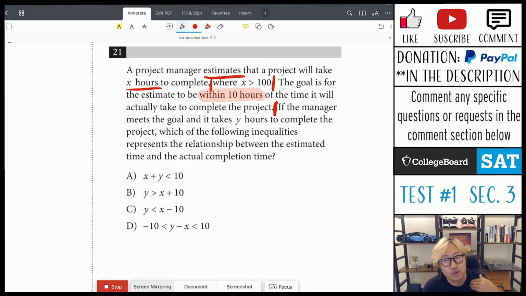If I tell you I'm going to be there within 30 minutes of 7 o'clock, that could mean I'm there as early as 6:30 or as late as 7:30, meaning I'll be there anywhere in between 6:30 and 7:30. Just like that, when they say you want the estimate to be within 10 hours, that estimate has to be at most 10 more hours or at least 10 fewer hours than the actual time it will take to complete the project. So let's see what that means.